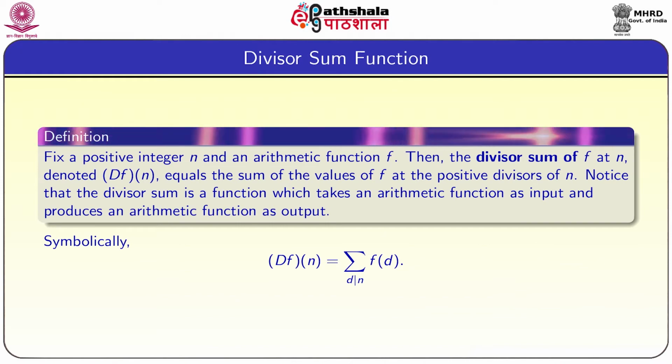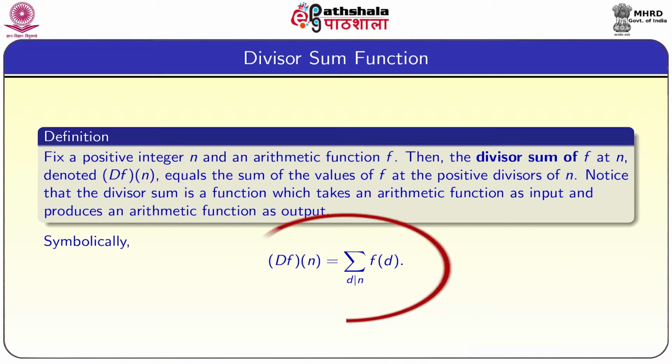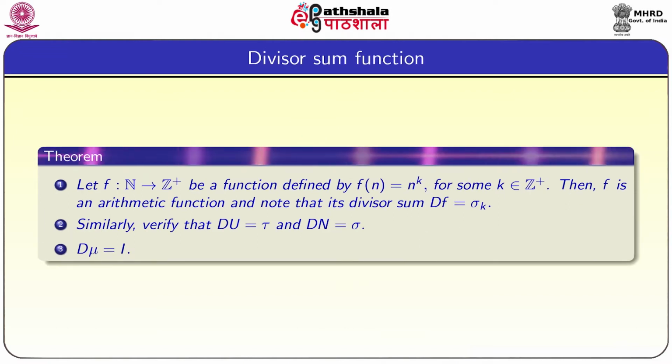And we are going to define the divisor sum function. Fix a positive integer n and an arithmetic function f. Then the divisor sum of f at n, denoted by Df of n, is defined as the sum of all values of f at all positive divisors of n. That is, symbolically, Df of n is equal to the sum over d dividing n of f of d. Notice that the divisor sum function takes an arithmetic function as an input and produces an arithmetic function as an output.